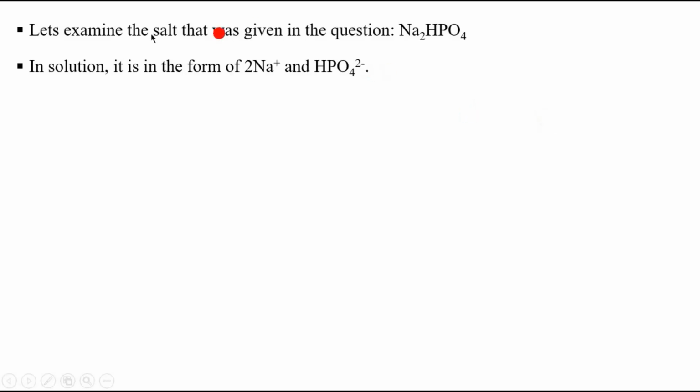The question was saying, let's examine the salt that was given in the question. This is the salt, right? In the solution, it's in the form of this one and this one. Then you need to check, is this one going to behave as an acid or as a base? If it behaves as a base, it will attract hydrogen and liberate the hydroxide. If it is behaving like an acid, it will dissociate to give this H plus.